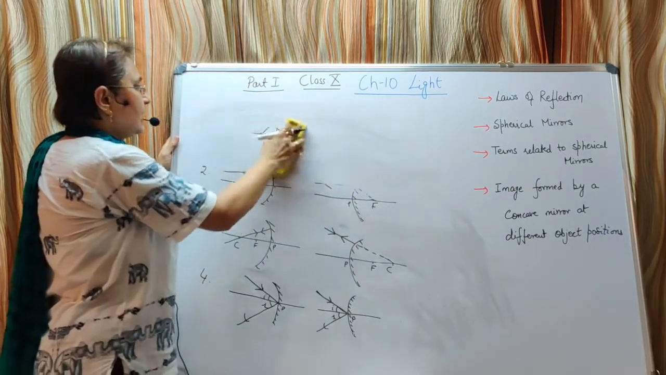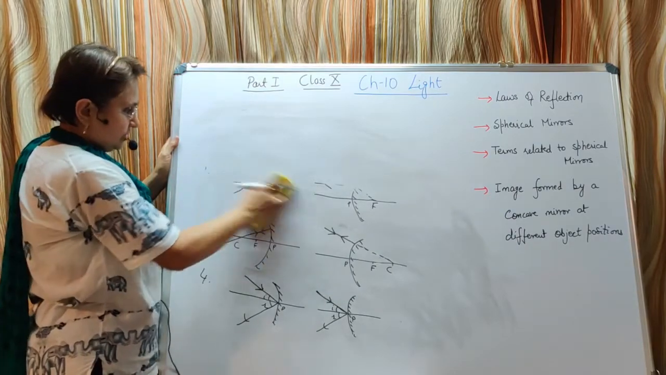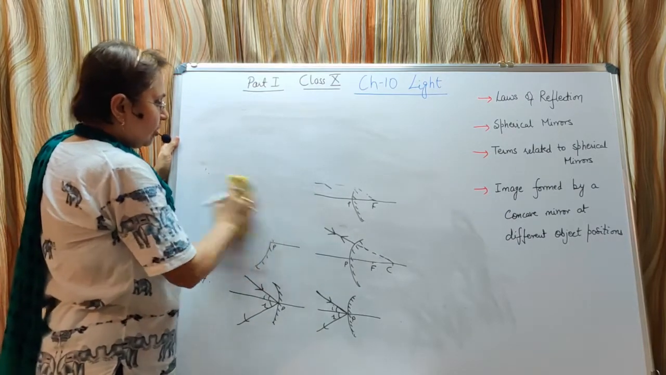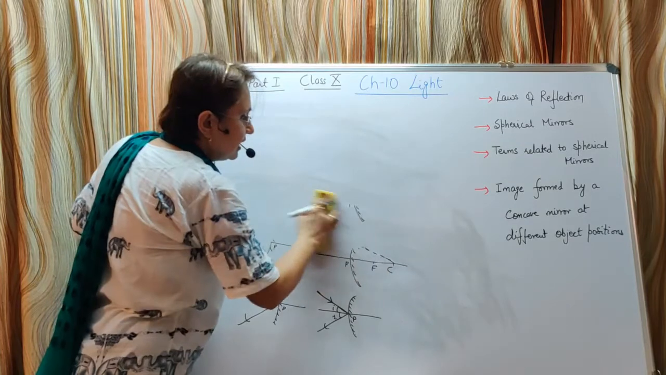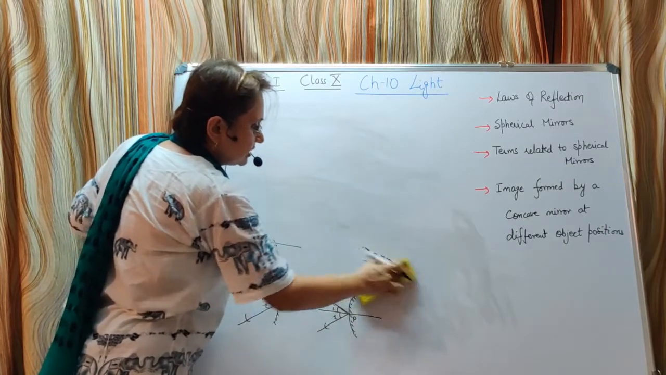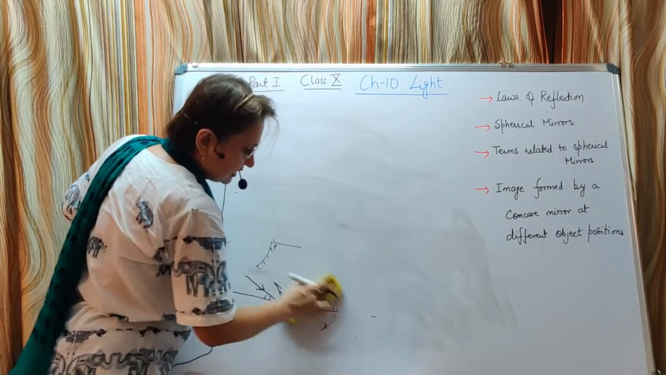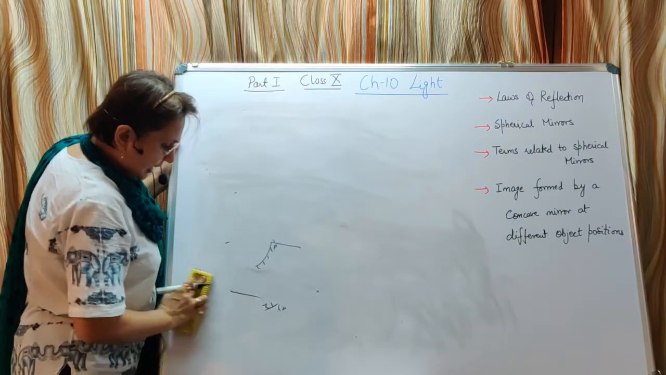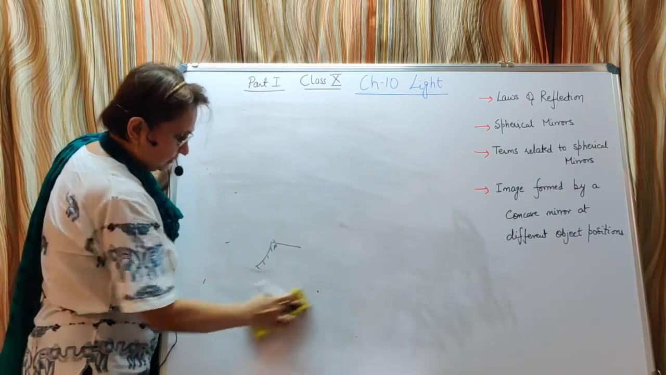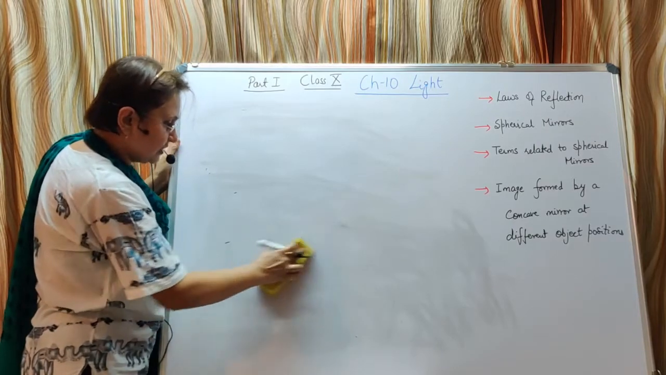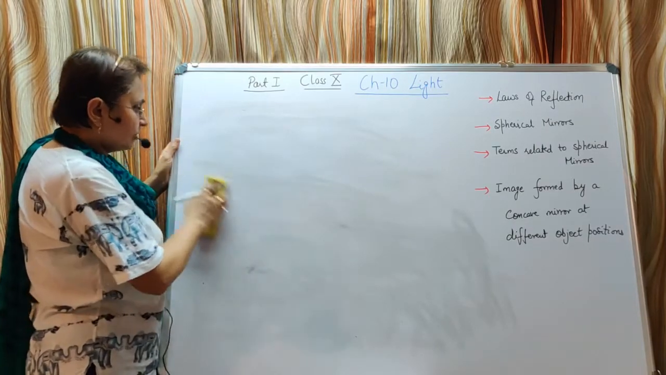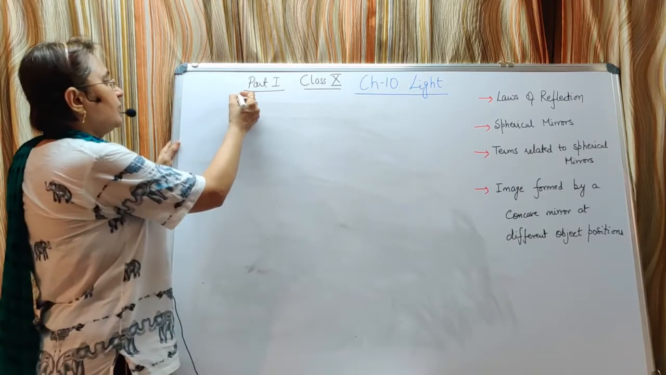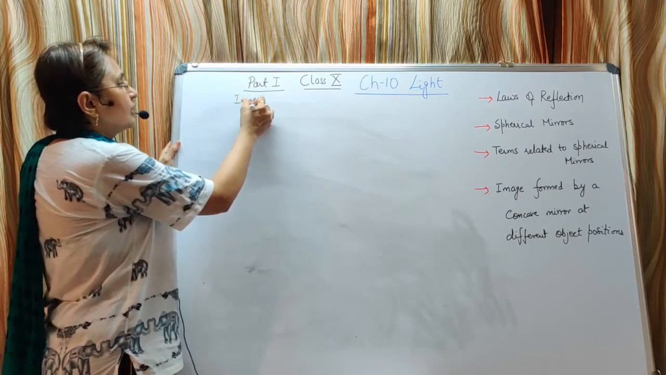Okay, now following these rules, we'll draw the image formed by a concave mirror when the object is placed at different positions. So we'll place the object at different positions, form the image, and study the nature of the image, the size of the image and its position. So these are the three points which we have to study about the image formation.